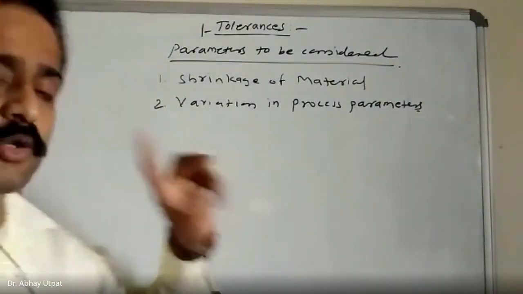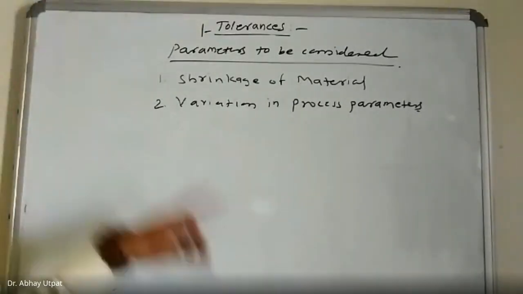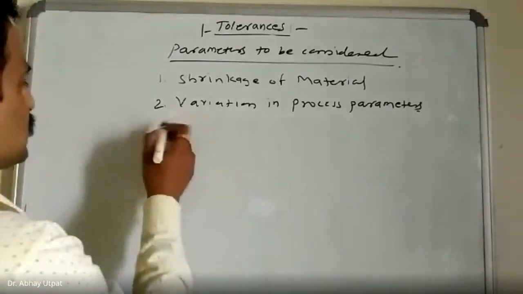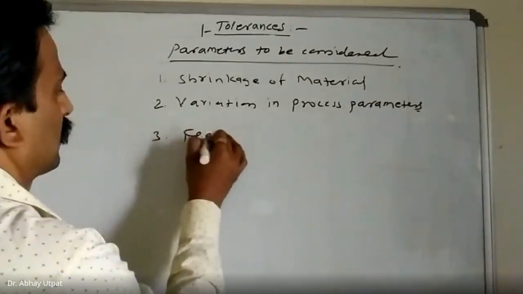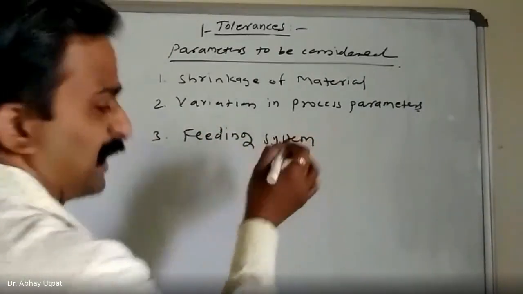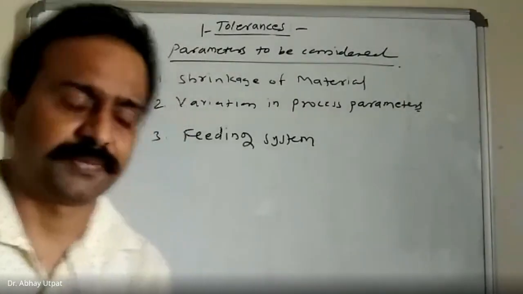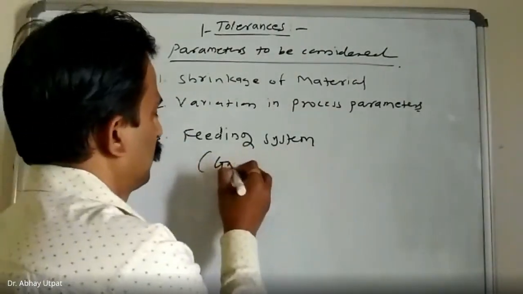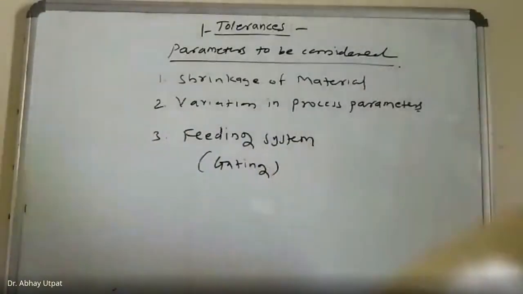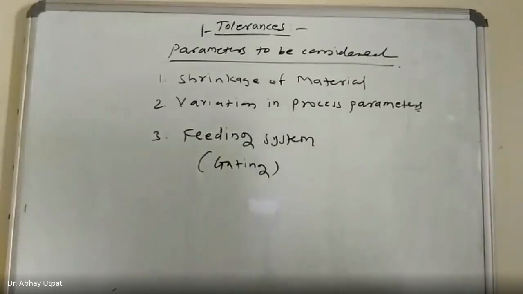That's why tolerances are provided by considering the aspect. First aspect is shrinkage of material. Second aspect is variation of process parameter. And third aspect is the feeding system. Feeding means gating system. Position of gating system and cooling channels.